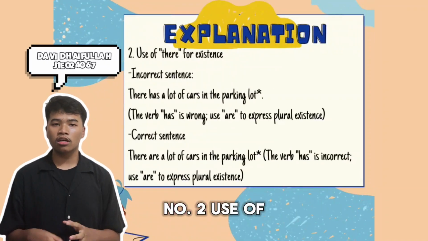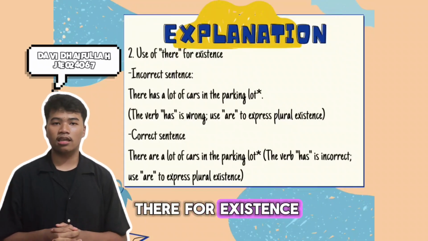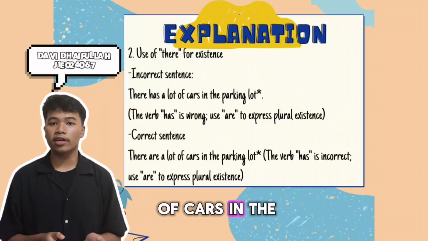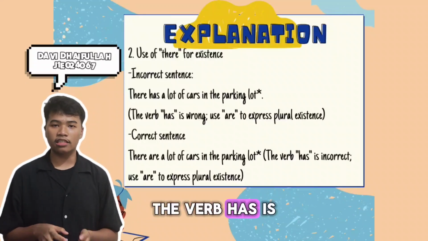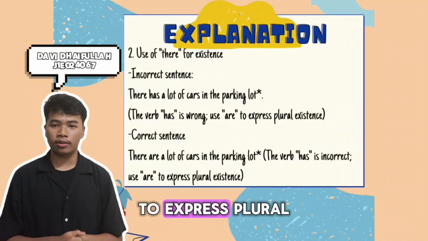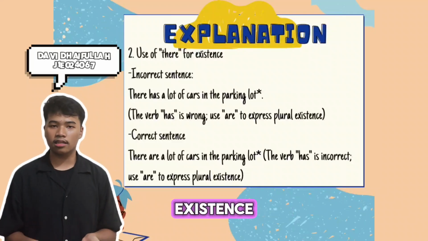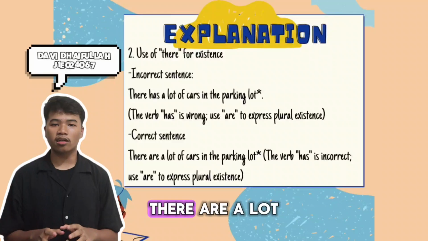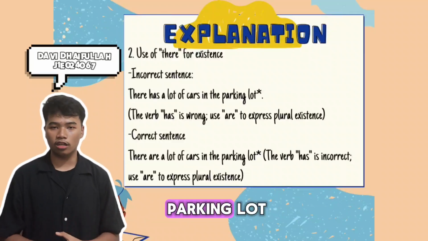Number 2. Use of there for existence. For example, incorrect sentence, there has a lot of cars in the parking lot. The verb has is wrong. Use are to express plural existence. For example, correct sentence, there are a lot of cars in the parking lot.